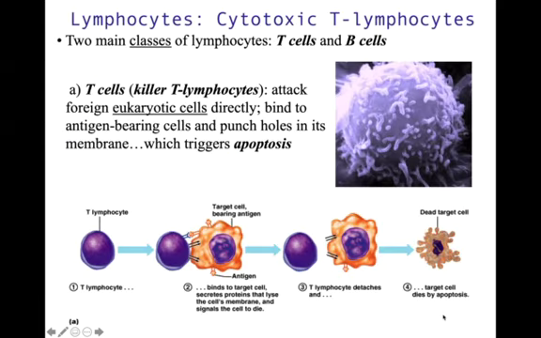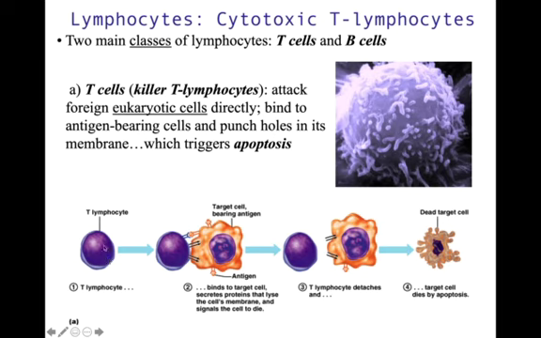All right, so there are 2 main classes of lymphocytes. Again, you should know this already because we talked about it in our blood lecture. There are T cells, and there are what are called B cells. So the T cells, aka the killer T lymphocytes, again, you have to be badass if your name is Killer. They're going to attack foreign eukaryotic cells by recognizing the antigen and punching holes in the membrane.